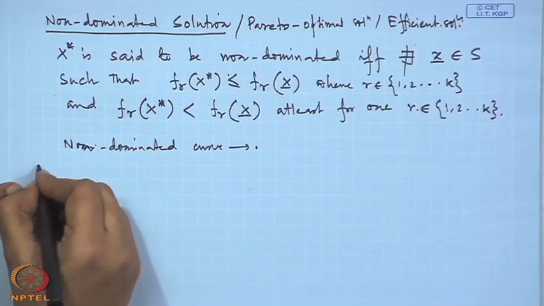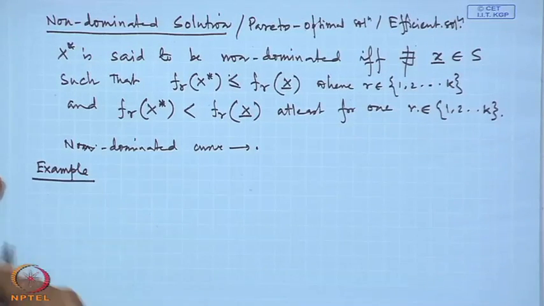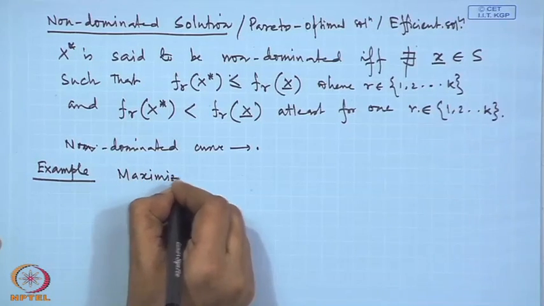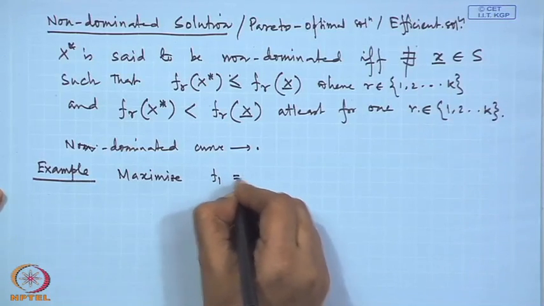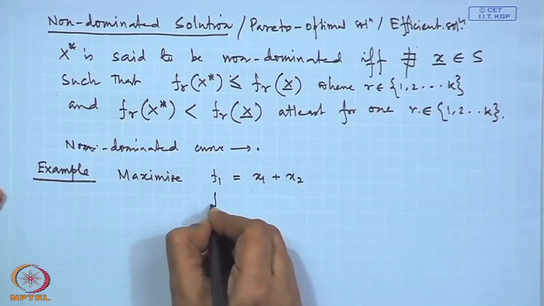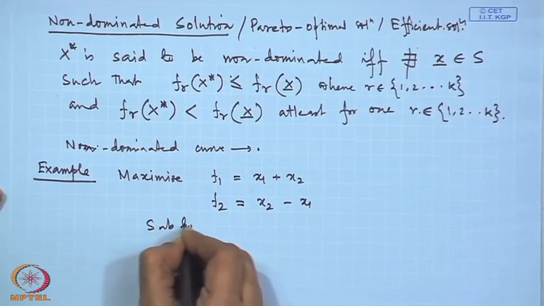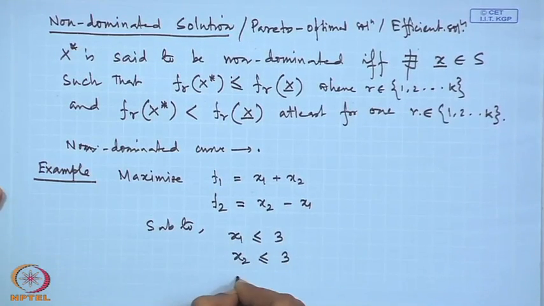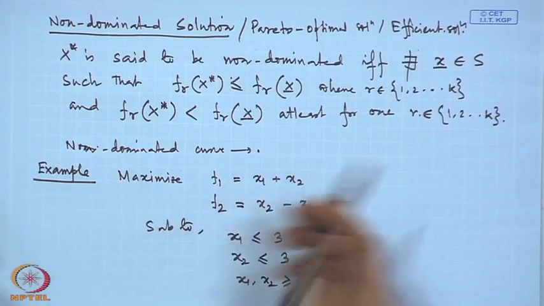That part I will explain with an example next, along with the objectives and how to generate the non-dominated curve. Here a small example is given. Though it is linear, the same concept can be extended to nonlinear functions as well. Maximize f1 = x1 + x2, with another objective function f2 = x2 - x1, subject to x1 ≤ 3, x2 ≤ 3, and x1, x2 ≥ 0.